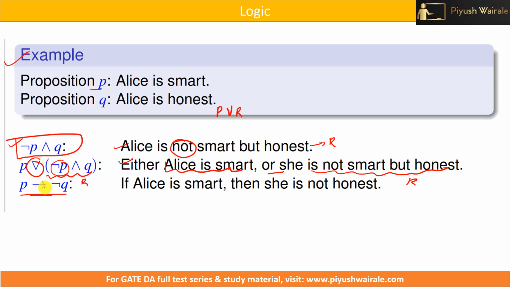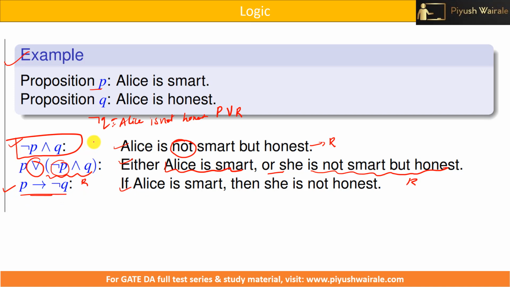And what about this P implies negation of Q? First negation of Q will be solved. What is negation of Q? Q is Alice is honest, so negation of Q will be Alice is not honest, right? So what is P implies negation of Q here? If Alice is smart, that is P, then she is not honest, right? If Alice is smart, she is not honest, right? So this is the equivalent in the English language of this particular expression, right?